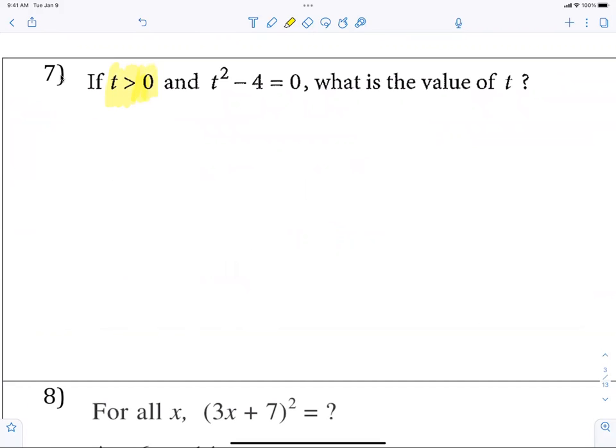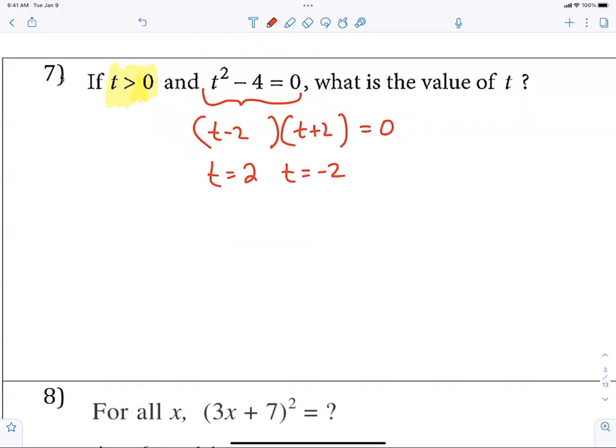Wow, again, another SAT problem. How do I solve that? Factor it. How does t squared minus 4 factor? Everybody should just be able to say, t minus 2 and t plus 2. There we have it. Is everybody with me? So now everybody should be able to say t equals 2 or t equals negative 2.